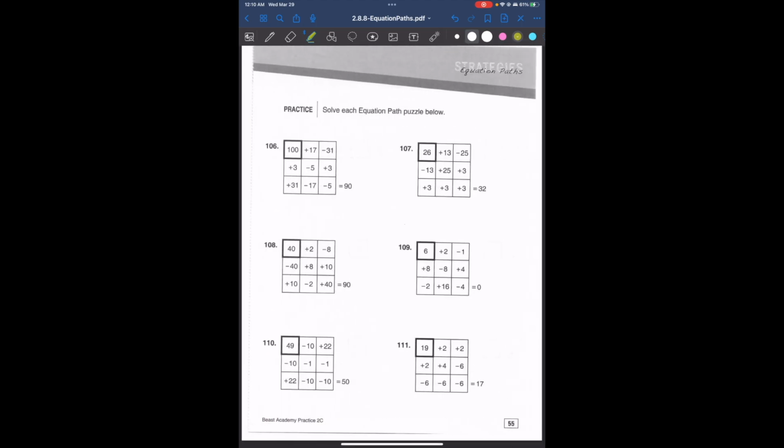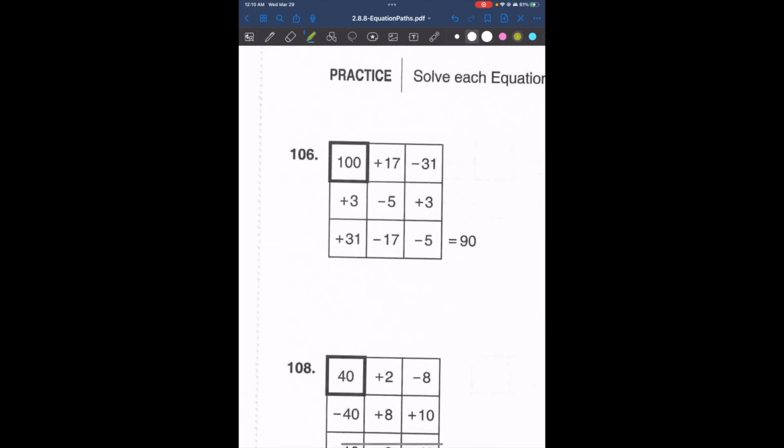Now I'll solve problems 106 and 107, and then I'll be giving you guys time to solve other problems yourselves to make sure that you guys have understood how to solve this and you guys are comfortable solving these types of questions. But before we do that, we'll look at 106 together.